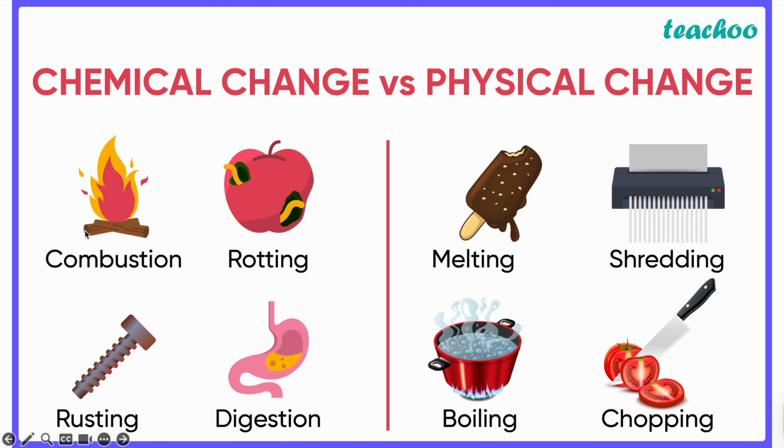Now let's look at combustion, rotting, rusting, and digestion. If we start with rust, right? Whenever you maybe leave something of metal outside exposed to the elements like rain and air, it starts to rust. That rust is a new substance being produced, and typically when you scrape it off, it's gone, but it's rust, right? It's a new substance being produced.